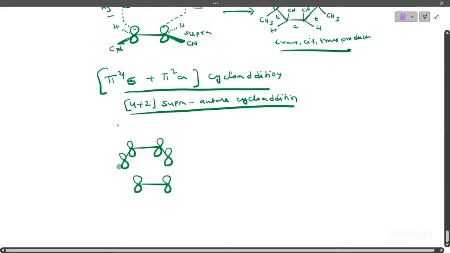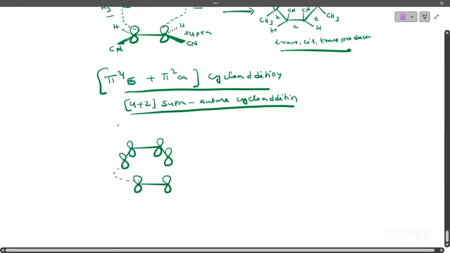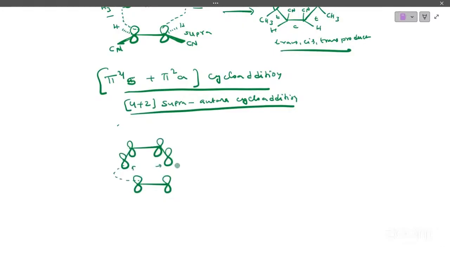Right. You can maintain one interaction as the standard interaction. With respect to the first pi system it is supra. Therefore, those interacting lobes are on the same side. These two lobes are involved in the interaction. With respect to the second pi system it is antara. Already this lobe is involved in the interaction. The second lobe must be opposite to the first one. Therefore, this is the interaction pattern.